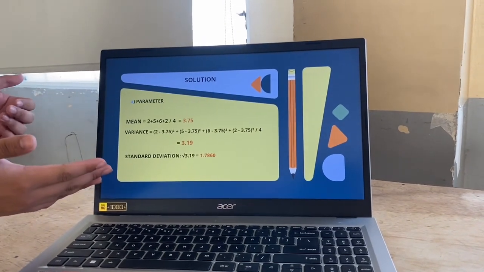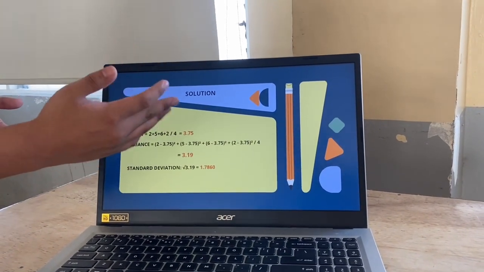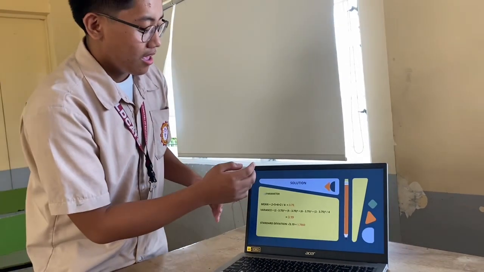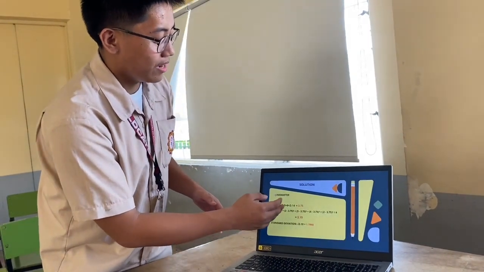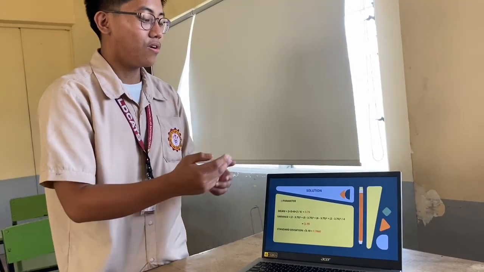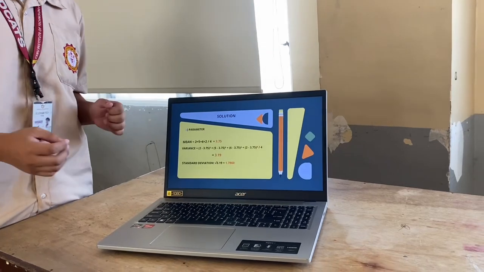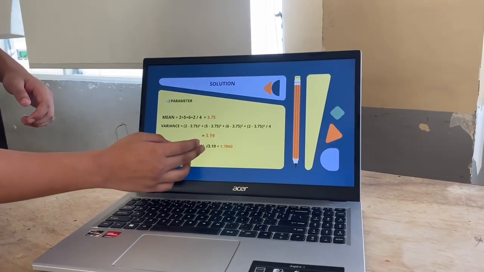To get the mean, we add up the number of siblings we have and divide it by 4. To get the variance, we subtract 3.75 from each value, so 2 minus 3.75, squared, and so on. And we get 3.19. To get the standard deviation, we get the square root of the variance.